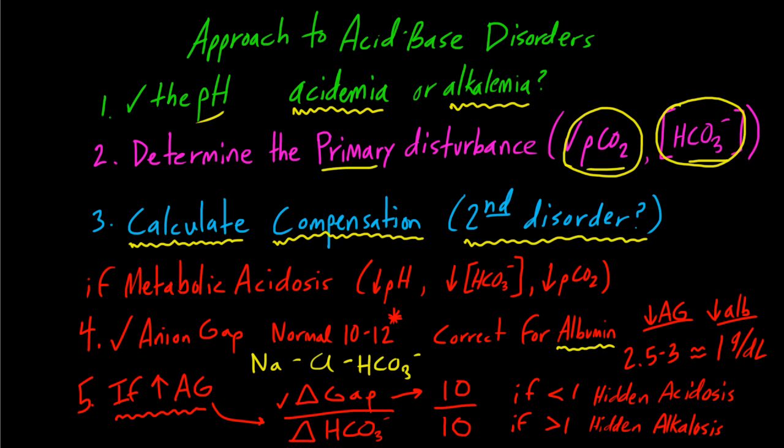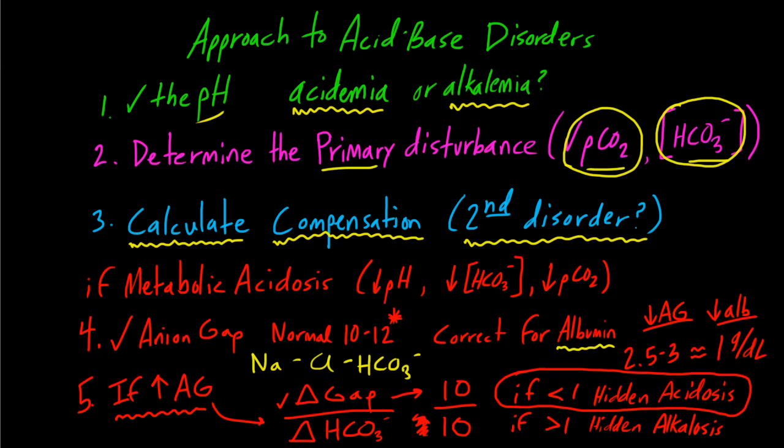such that, think about it, if the bicarbonate dropped more than the anion gap rose, so if this number was higher, this ratio would be less than 1. And if that was the case, you actually have uncovered a hidden normal gap metabolic acidosis. So there's another process going on.